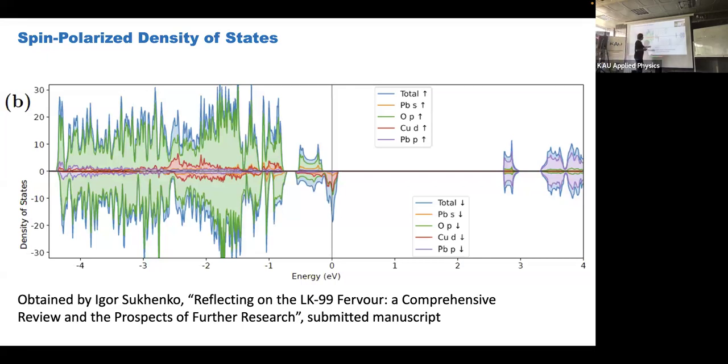So you mean that we shouldn't have this DOS at the Fermi level? Yeah, one obtains it in DFT, but it's actually more tricky. And in terms of orbitals, as we see from copper d and from green O p, yes, they are strongly hybridized. So in some way we should remove also O p, but it's not like relativistic.